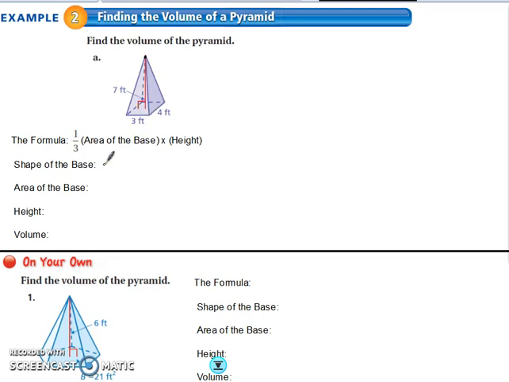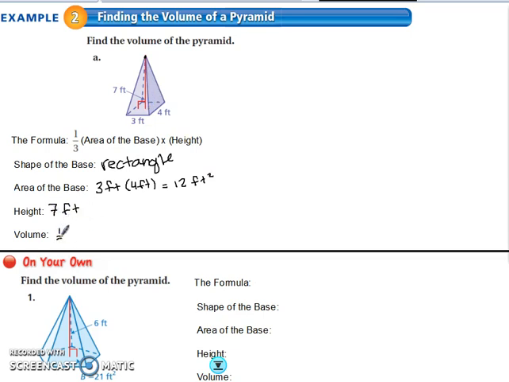In this case, the shape of my base is a rectangle. They tell us the side lengths are 3 and 4. They're different from one another, which tells me that that shape is a rectangle. And the area of that rectangle is going to be 3 feet times 4 feet, which is a total of 12 square feet. The height from the peak directly down to the base is 7 feet.